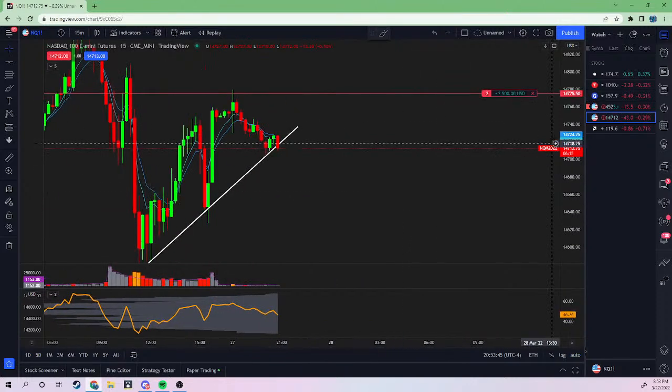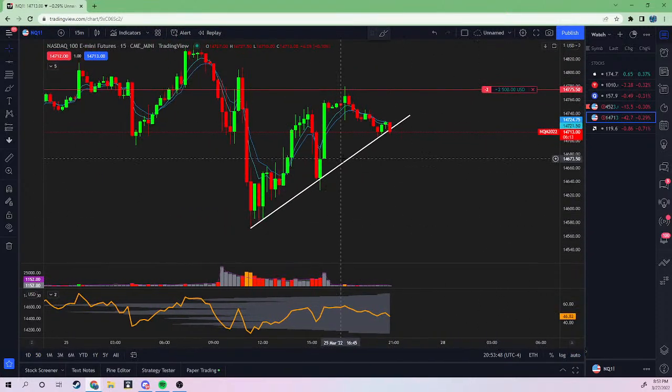So right now, an example of an uptrend break. While we're talking, let's look at futures. Break of this uptrend will cause it to continue down.